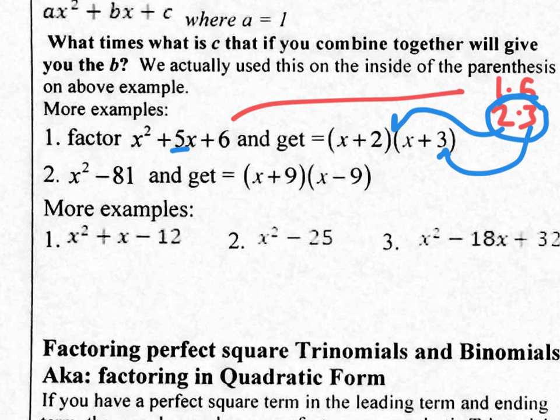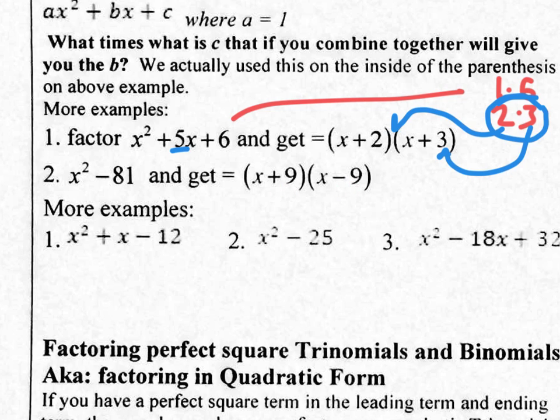Anyway, number 2, we have the same concept. It's just looking a little different. You're always thinking, what times what is the last number that if you add together is the middle number, right? We're usually having 3 terms, and you always think, what times what is the last number that if you combine together gives you the middle value? So right here, you have 2 terms. And of course, there is no middle. Then the middle number is 0. So you're really thinking, what times what is negative 81 that if you add together is nothing, right? And of course that would be a positive 9 and a negative 9.